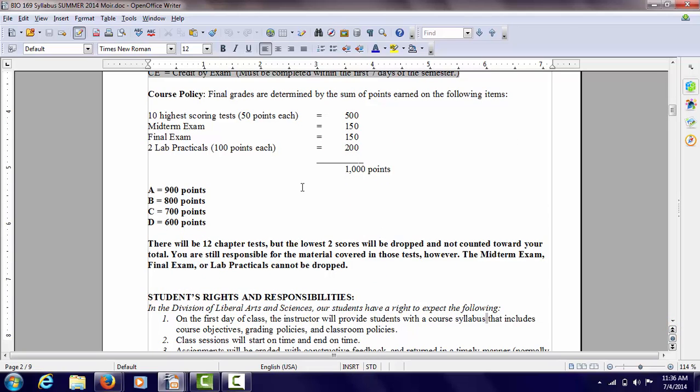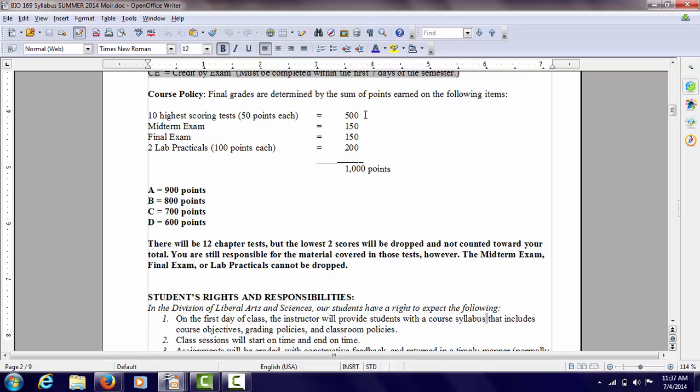It's based on a total of cumulative points. There are 1,000 points available for the course, and they'll be broken up between tests, midterm exam, final exam, and 2 lab practicals. We will have a test on every single chapter that we cover, so that means 12 chapter tests. But only the 10 highest scoring tests will be counted at 50 points each. That's going to be 500 total points there. The midterm and final exam are 150 points each, and then 2 lab practicals at 100 points each, or 200 points. And again, 900 points and higher is an A, 800 points to 899 will be a B, 700 to 799 is a C, and so on.